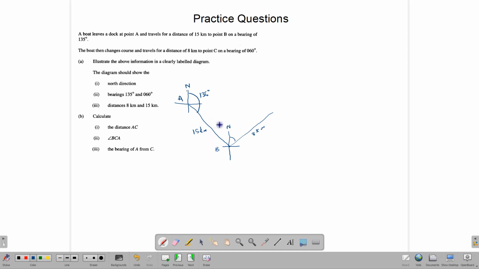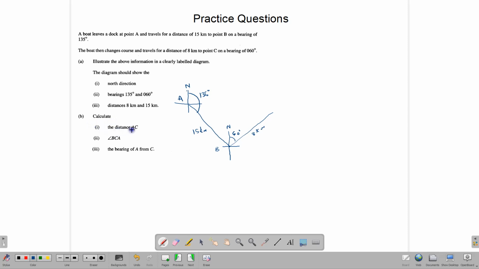And we are finished. We have both our north lines. We have our 135 degrees, and now we have our 60 degrees. So we are showing what the question asked for, the north directions, the two bearings, and the two distances of 8 and 15. So that part of the question is done. Let's look at the calculations.